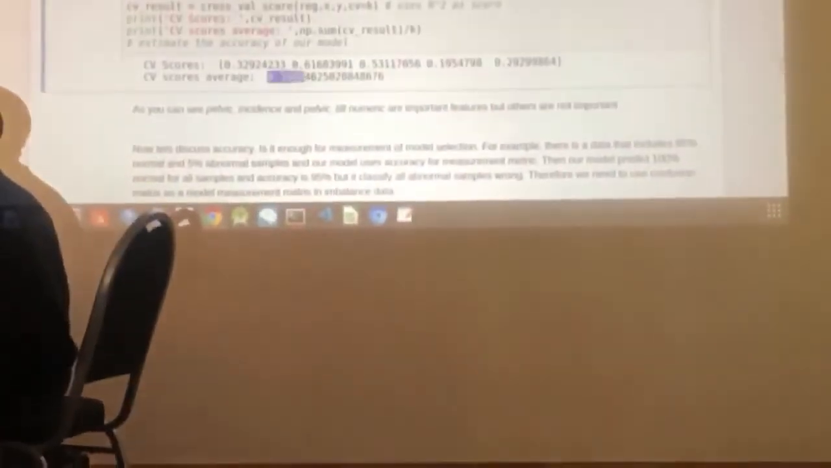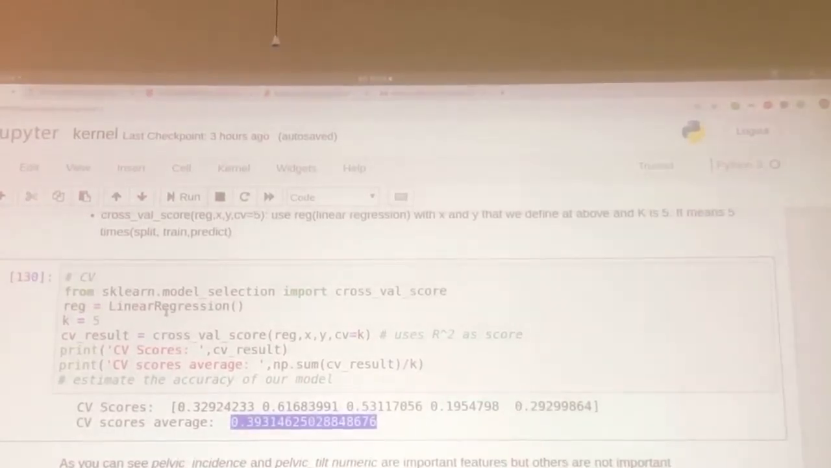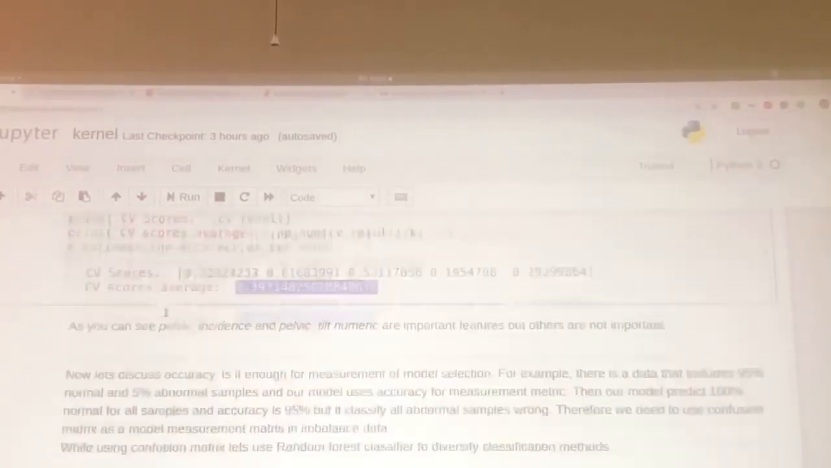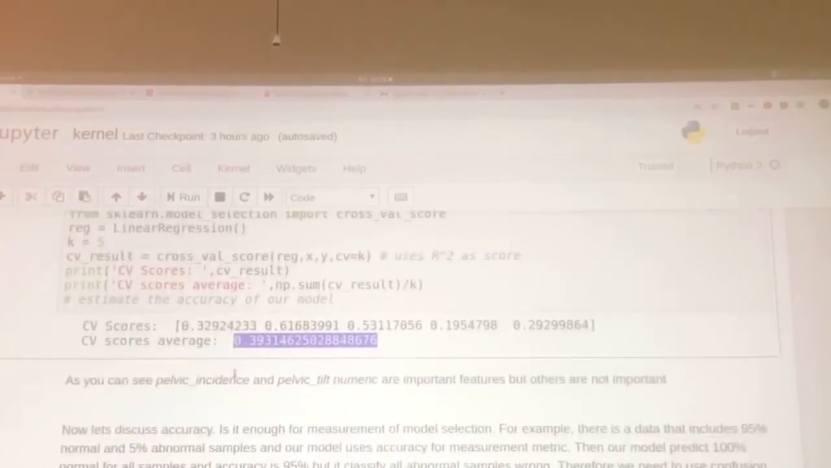And you can see that our average is at 0.4. So the question is, is this the best linear regressor or best linear algorithm to choose? Remember, we split it 5 times and we got this result. So we're averaging at 0.4, which is not quite good.